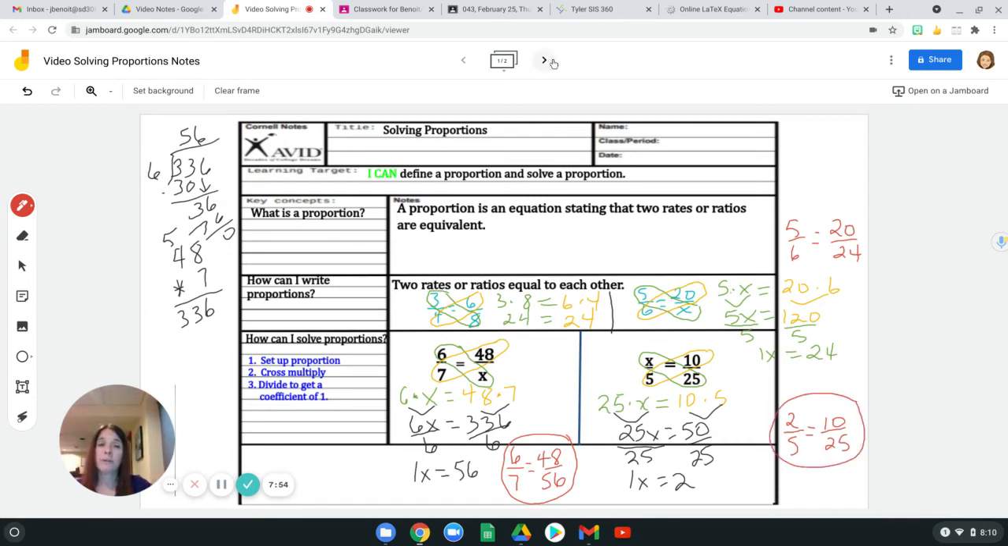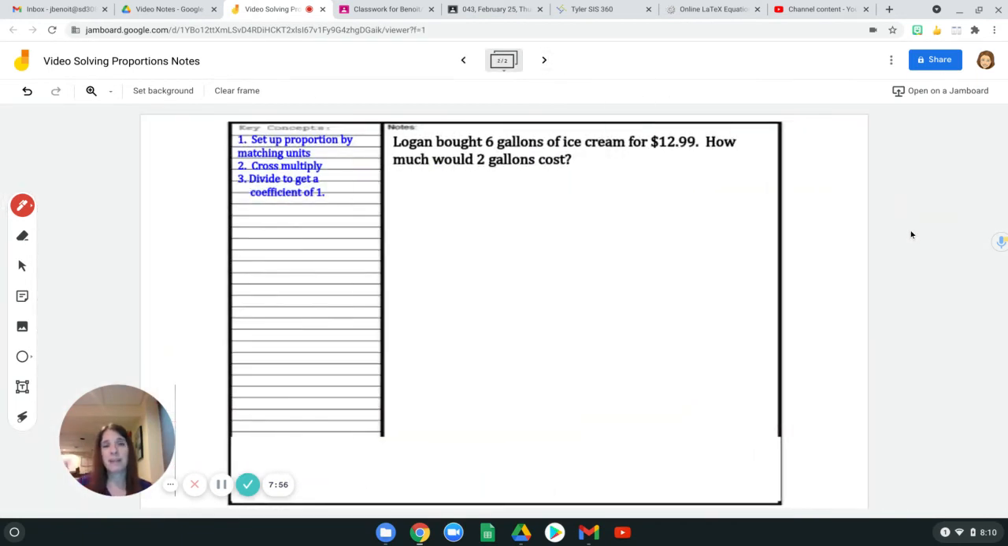Let's try a level 2 example here, or some may consider this a level 3 example. We've got a real world situation. Logan bought 6 gallons of ice cream for $12.99. Logan likes his ice cream. How much would 2 gallons cost?